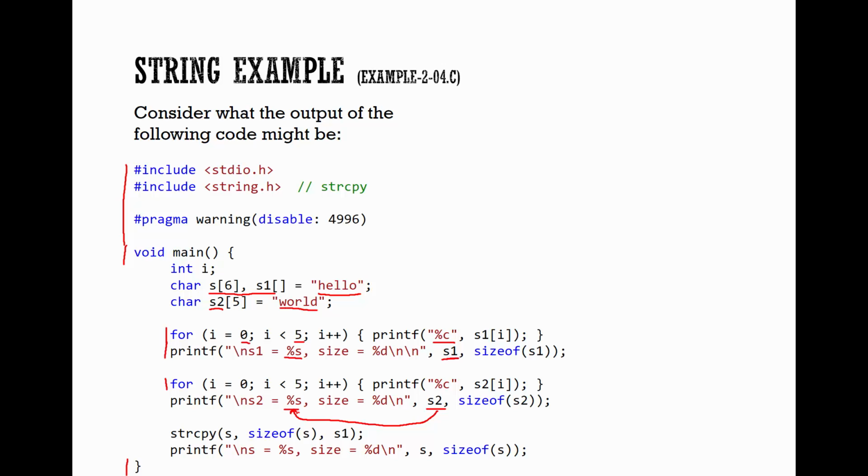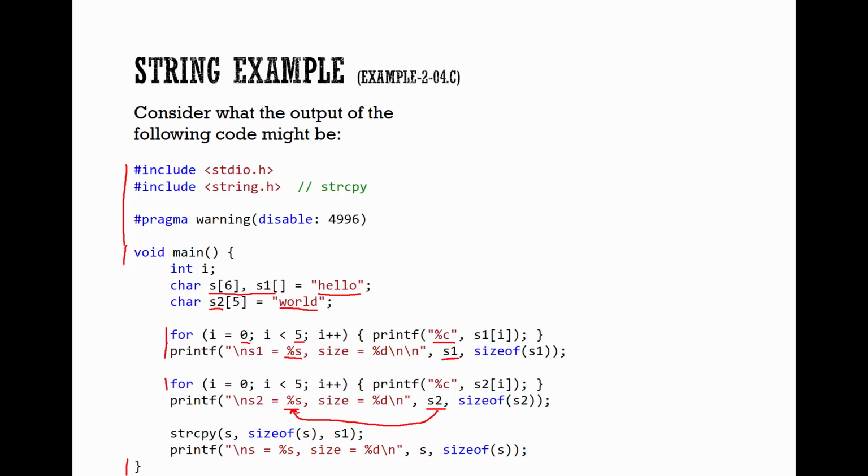Those 5 characters were just for the letters of the word world, so I don't have a null terminator at the end. If I don't have that null terminator, then I can't say S2 is a string. It's just an array of chars. And yet I'm telling printf to go and treat it as if it's a string. So that's going to end up giving us a little bit of trouble.